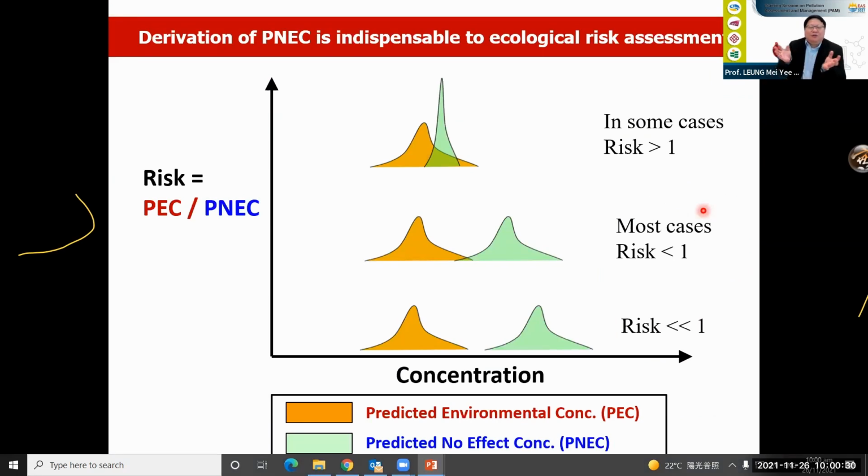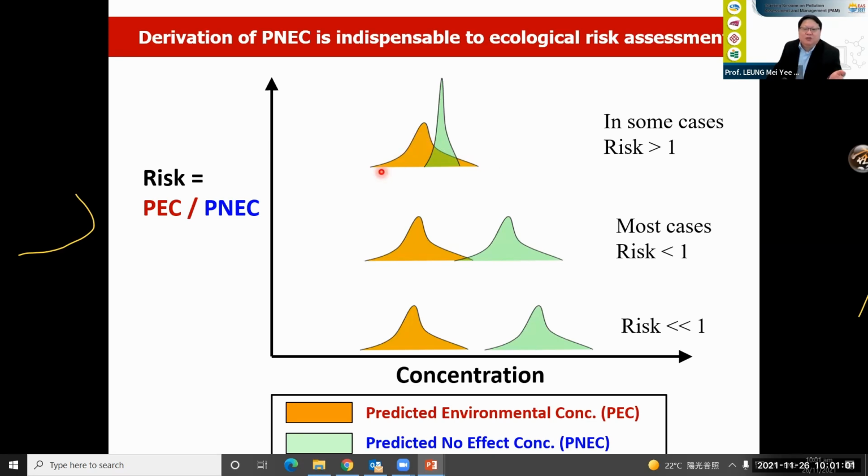However, in the environment, we have many different species, not just one type of species, just human. In a marine system, very often we have hundreds, even thousands of species in the system. Then each species will have a different response to the pollutants. That is the green distribution here. The orange distribution means the environmental concentration in the region.